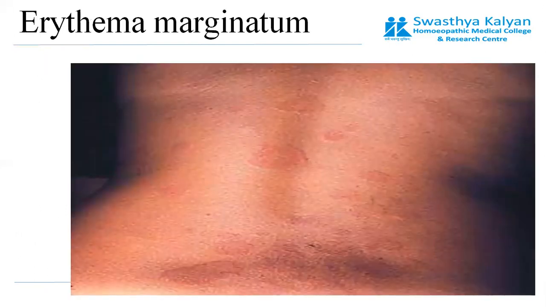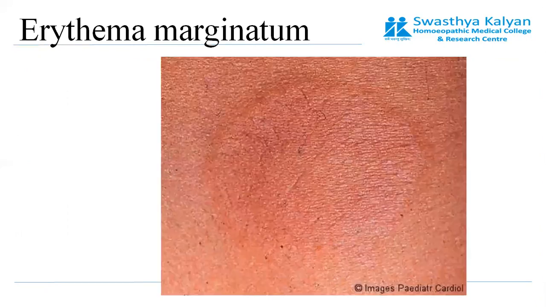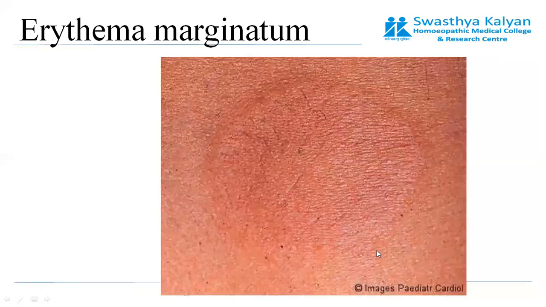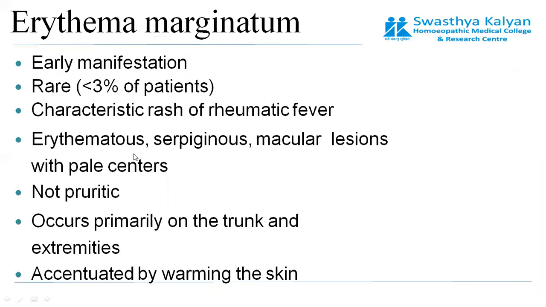Next in series is erythema marginatum. It's a manifestation on the skin, and this is how it looks. If you can see these pictures, this is the lesion, the red color lesions, because in the name it is erythema, and marginatum means with fixed margins. And you can see here, this is erythema marginatum. This is an early manifestation and it's very rarely found, a characteristic rash of rheumatic fever.